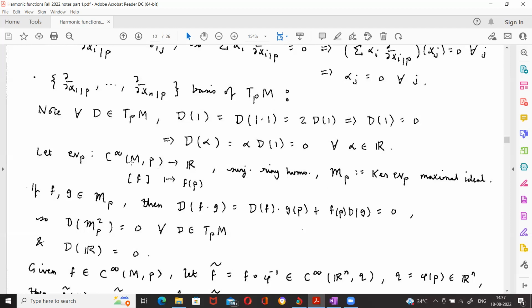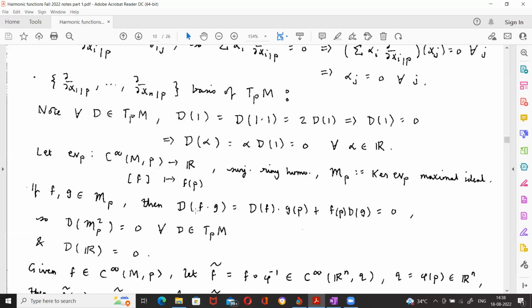Yes. So now suppose I take two functions f and g in this maximal ideal MP. This maximal ideal means the functions which vanish at P, right? Is the kernel means f of P is 0. So this is the ideal of functions which vanish at P. So let me look at d of f times g. By the Leibniz rule, this is d of f into g of P plus f of P into d of g. But g of P is 0 and f of P is 0. So this becomes 0. So that means d of any product of two functions which vanish at P is 0.